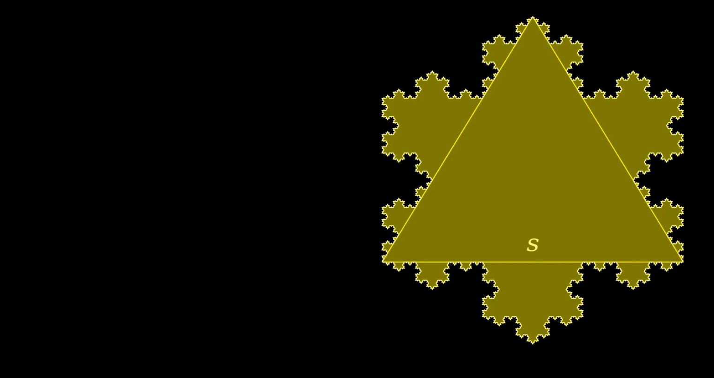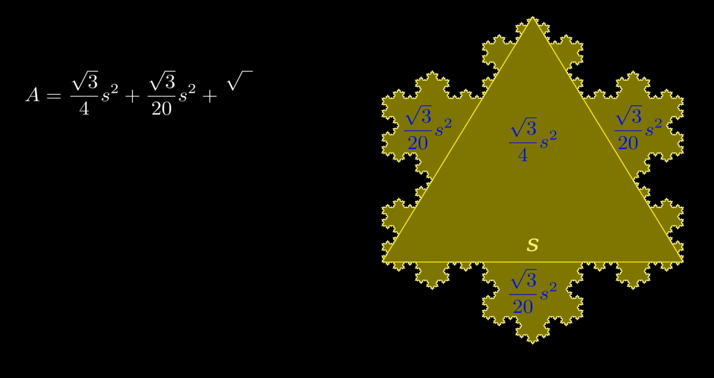The area of the equilateral triangle is the square root of 3 divided by 4 times s squared. As we just saw, the region bounded by each Koch curve and the side of the triangle has area root 3 divided by 20 times s squared. These 4 regions comprise the entire snowflake, so the total area A is the sum of these 4 individual areas.